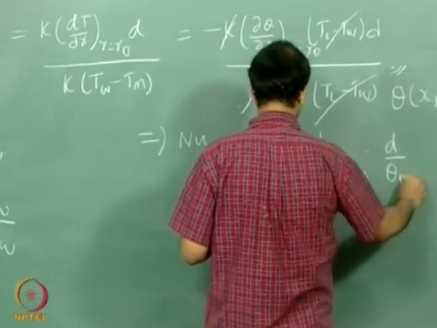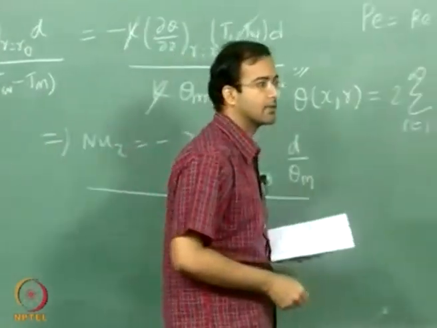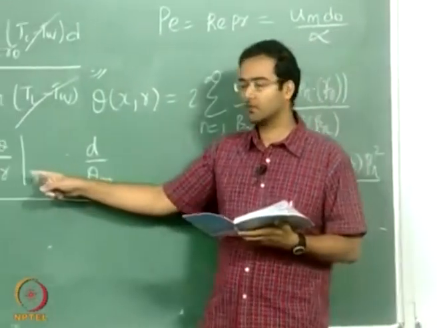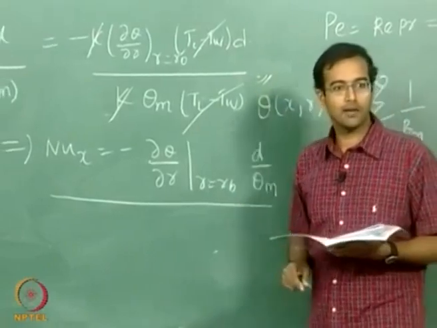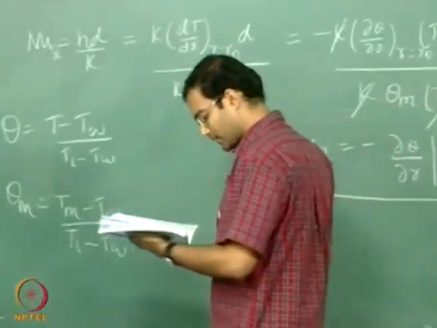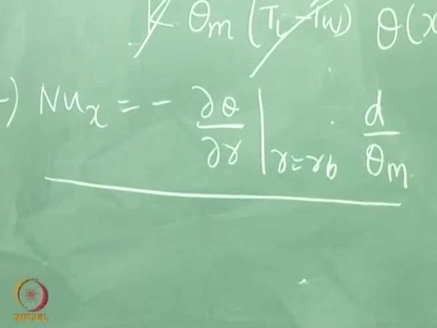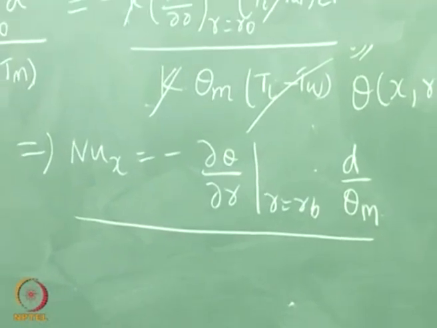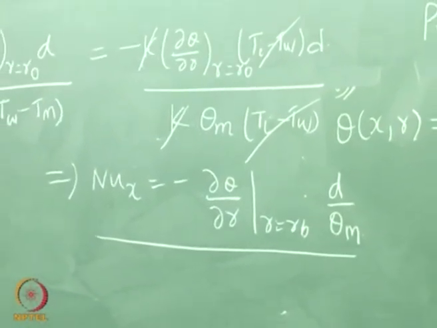So therefore now to calculate your Nusselt number, what are the quantities that you need? One is your mean temperature theta m, the other is your derivative at the wall. So you have your temperature profile. Now we can calculate these two quantities. So first we will calculate your mean temperature. Very quickly we will do that.